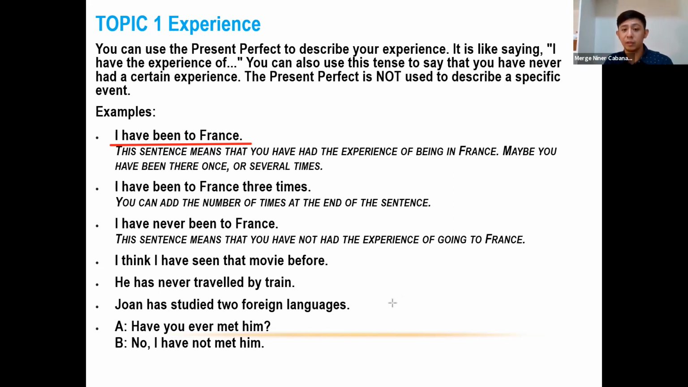I have slept well. I have slept for 8 hours. I have finished eating. So you can use those experiences for your present perfect tense.